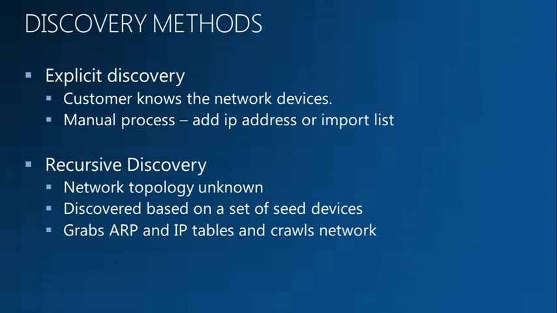As I mentioned before, we had 2 discovery methods, and I want to highlight that explicit discovery is really our mainline scenario. 70 to 80% of the customers that we talk to through our TAP would use explicit discovery to discover their network. While recursive discovery will provide you that initial flexibility to discover your network by giving you that network crawl capability.